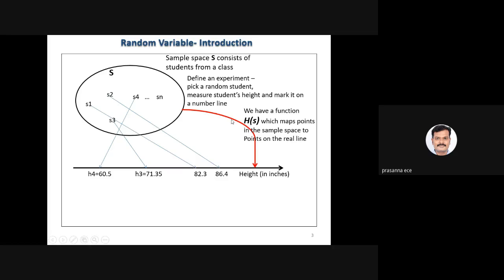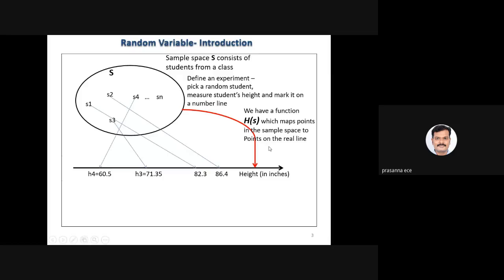The random variable is a function of the small s, which represents individual outcomes of this experiment of picking a student. At any point of time, the small s represents any one of the students in the class. So we have a function which maps points in the sample space to points on the real number line. That function is what is known as the random variable.